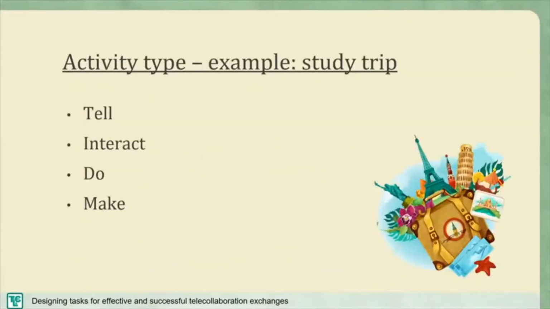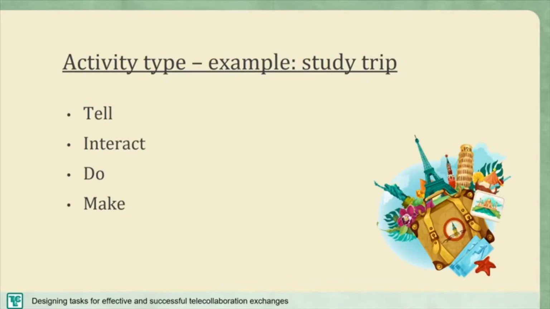So again, an example, and it's a general example, when you're doing a study trip. The first type, telling something. When you're planning a study trip, you can let each student do some research about one part of the study trip. So, a basic example, when they're going to Paris, you say, well, we're visiting the Louvre. You can do some research about the Louvre and tell your partner something about the Louvre, or the Eiffel Tower, for example. That's just telling. Then you can also let them interact.